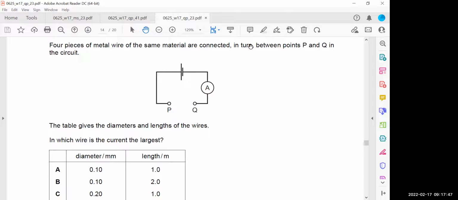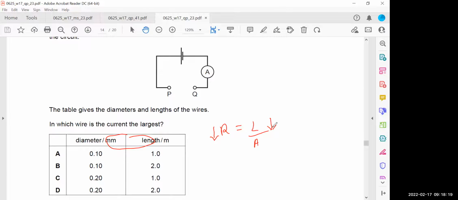If you need to find the maximum current, you need to use the equation R equals rho L upon A. R is proportional to length and inversely proportional to the area. Current will be higher if resistance is minimum. So you have to find how we can reduce the resistance. To reduce the resistance, I need to reduce the length, so length should be very small. It means either option A or D will be correct.